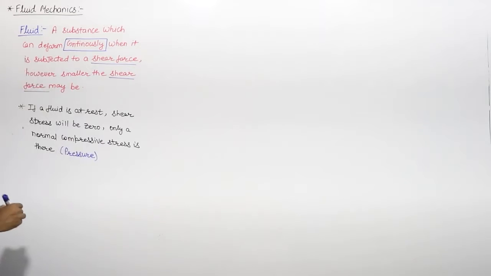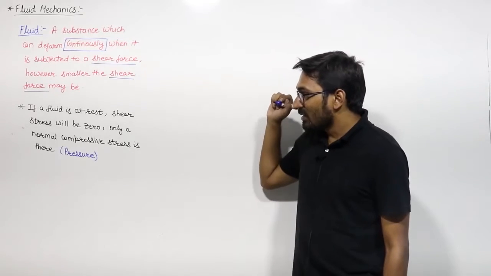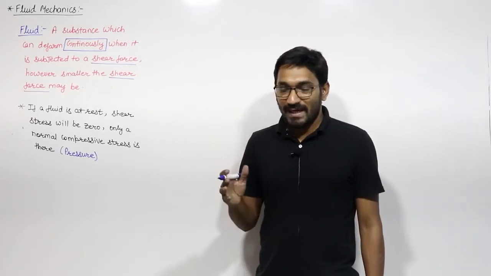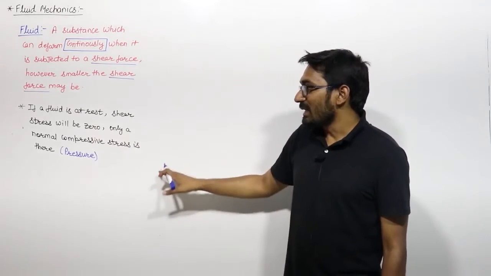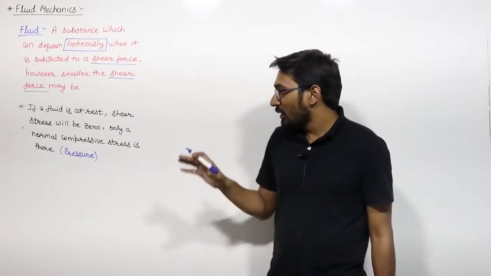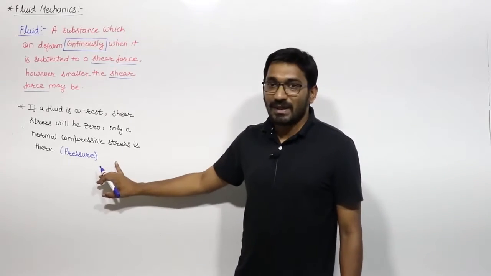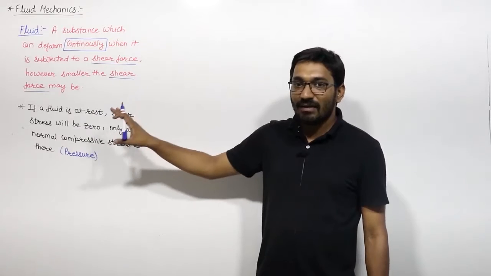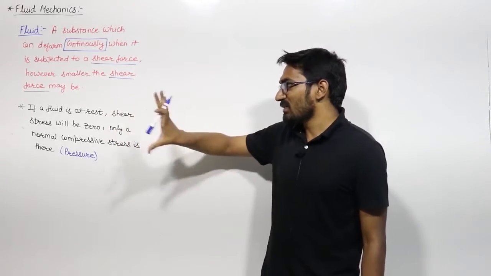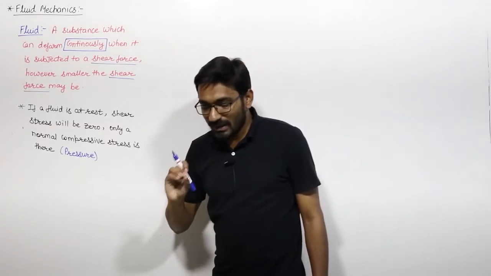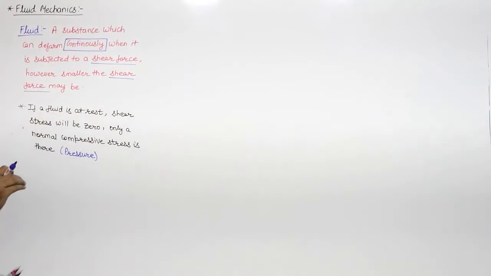And this normal compressive stress is known as pressure. As we discussed in the strength of materials basics, there are two types of stress. One is the shear stress and one is the normal stress. Normal stress is perpendicular to the cross section or the plane, and shear stress is parallel to the plane or the cross-sectional plane. So if the fluid is at rest, at that time your shear stress is zero, and only a normal compressive stress is present, and that normal compressive stress is known as pressure. We will discuss this point in detail when we study fluid statics, when the fluid is at rest. Just for your basic understanding, remember this: if fluid is not moving, then only a normal compressive stress is there, and only pressure is there. No shear stress will be present in that case.